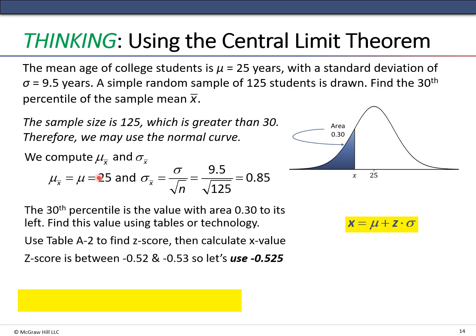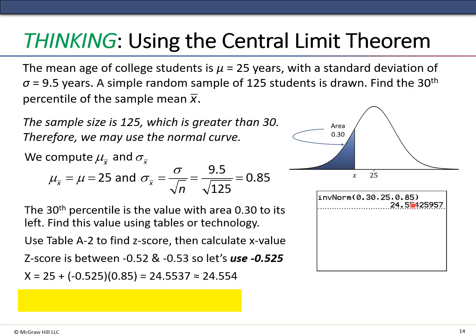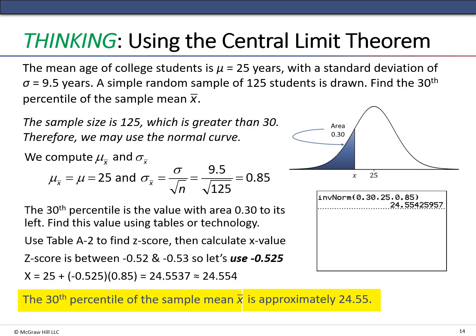All we do is plug in the rest of these values, the mean and the standard deviation. As you can see, the mean plus our z-score times the standard deviation, making sure that you recognize it's negative, and we get our x value. Here you can see it with the TI-84 calculator. So an age of 24 and a half, basically 24.5, is the 30th percentile. The 30th percentile of the sample mean x bar is approximately 24.55 years because the x represents the number of years.